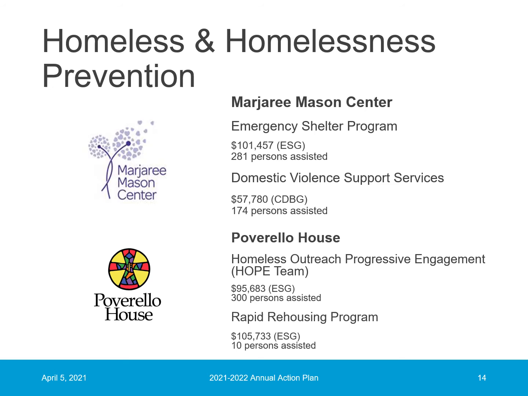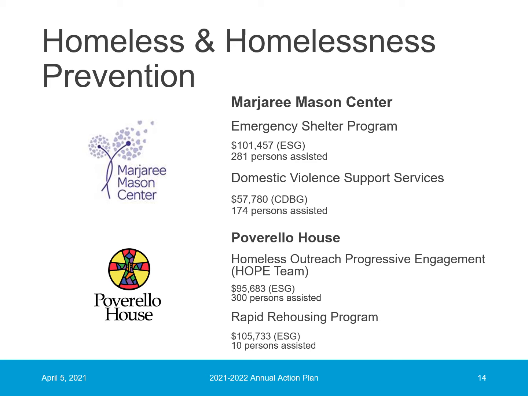Specific activities are selected through a Notice of Funding Available, or NOFA, process. The NOFA was published on February 5th, and applications were due on March 5th. On the following slides, we will present the activities proposed for funding in the 2021 to 2022 Annual Action Plan. For homeless and homelessness prevention, the city is recommending the following programs.